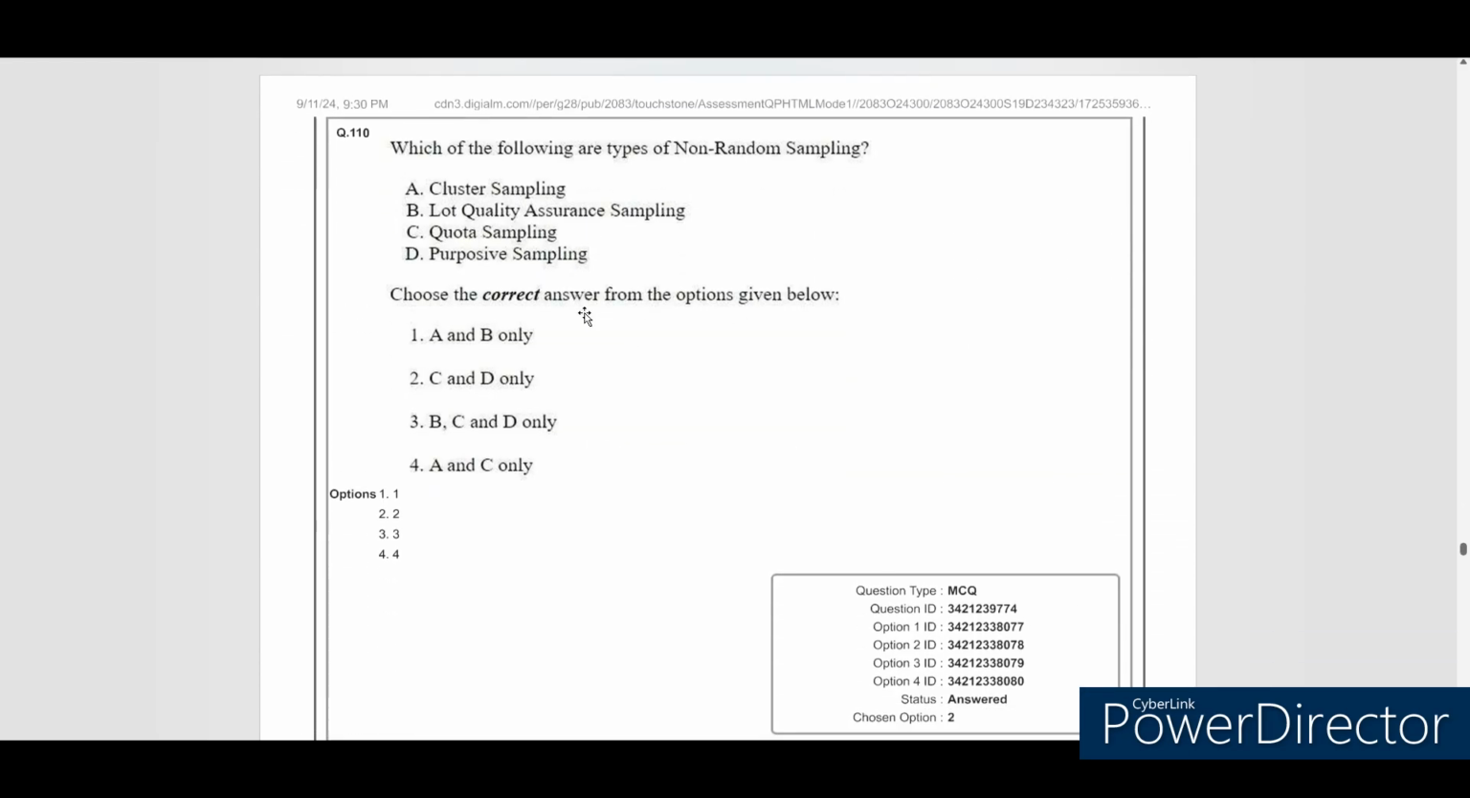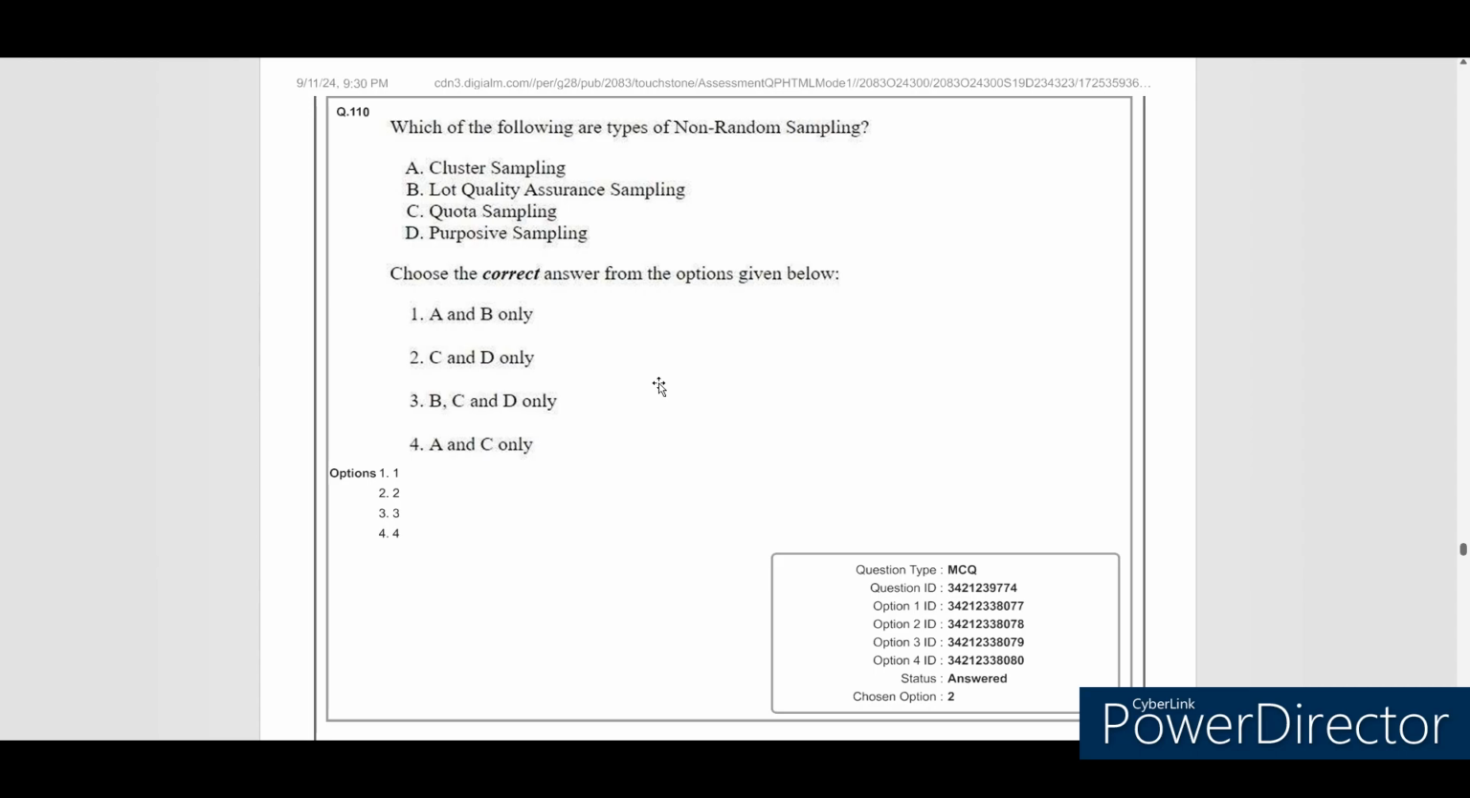Coming to question number 110, which of the following are types of non-random sampling? This is very easy because quota sampling and purposive sampling are something done as per our convenience or our purpose, right? So these two come under non-random sampling. So the correct answer is option C and option D. Question number 111, I will skip for time being.